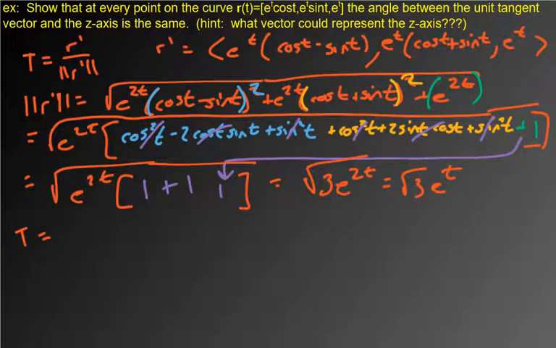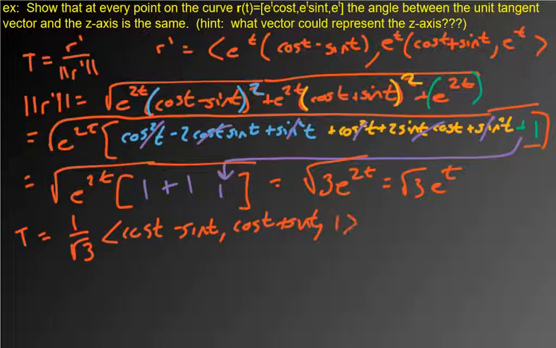So T equals, I'm actually going to just save myself a little work here. So I have r prime, and it has e to the t and everything, but I'm going to divide by this. So it's going to cancel all those e to the t's. So basically, I'm going to get 1 over root 3, just that part right there. And all these e to the t's are canceling. So we get 1 over root 3, and then we still have everything else here: cos t minus sine t, cos t plus sine t, and then we'll have a 1. Right?